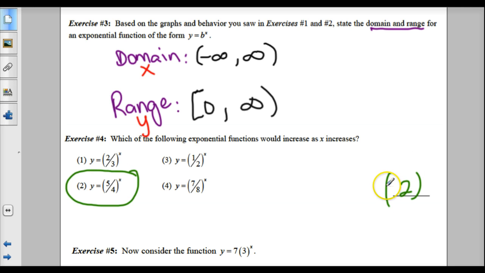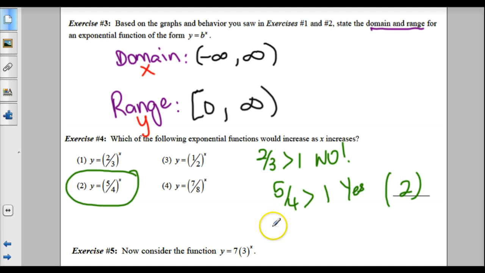And it says an exponential function will only increase if the base is greater than 1. If the base is greater than 1. Is 2/3 greater than 1? No. Is 5 over 4 greater than 1? Yes. And again, 5 over 4 is the same as 1 1/4.